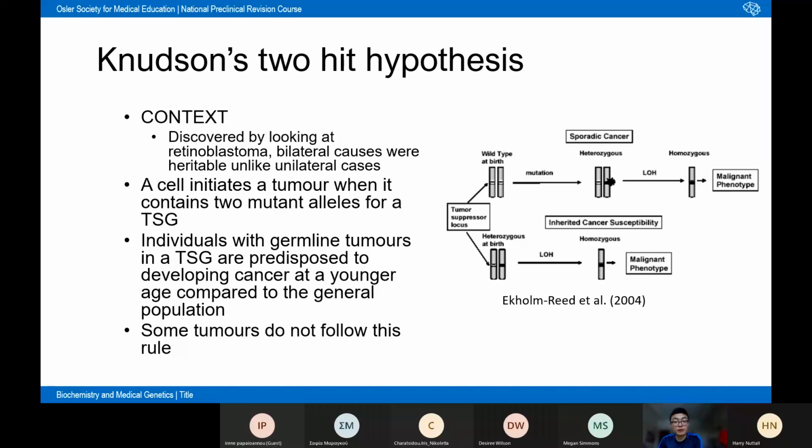Nevertheless, some tumors don't follow this rule. For instance, methylation might inactivate the other gene, not necessarily a germline mutation. And also haploinsufficiency, which we covered earlier, may actually be enough to provide a growth advantage in some cases. So sorry if that sounded a bit confusing, but hopefully that will make sense if you go back over the slides, but if not, feel free to email me about it.